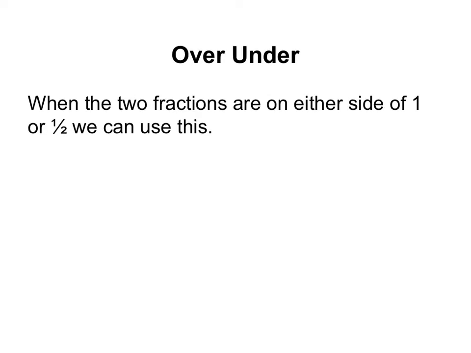Okay, fourth way. This way is called over-under. So we can use this when 2 fractions are on either side of a known number. Most commonly we talk about 1 or we talk about a half. For example, 4/3 and 5/6. These 2 fractions are over and under what number? Well, 4/3 is bigger than 1.